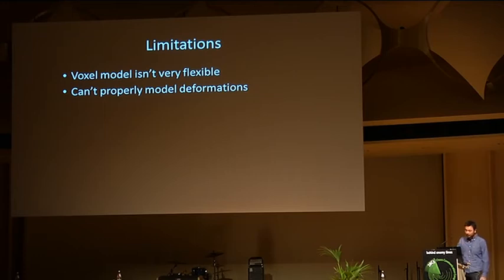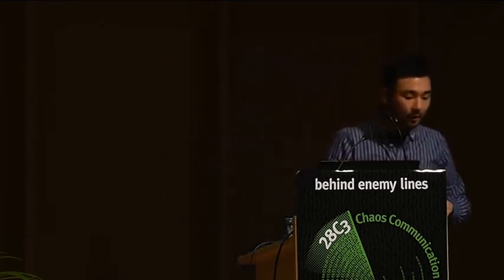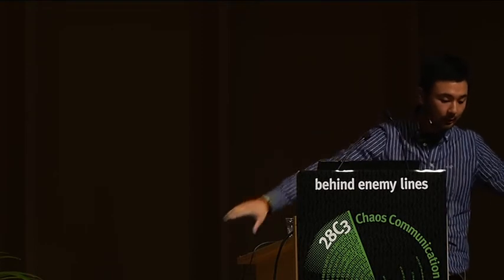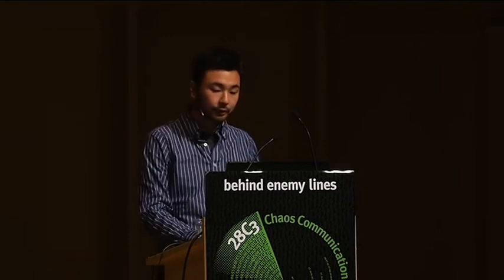Yeah, so I said we can't properly model deformations. It also doesn't work for large areas. So we had this discrete grid, this three-dimensional array, and we have a fixed resolution, and we can't go outside the box. So if I say I want to scan in this area, I can only scan in this area, and this part is allocated in the graphics card's memory. But if I want to go further, it actually doesn't work. So this is another limiting factor of using voxel data structures.